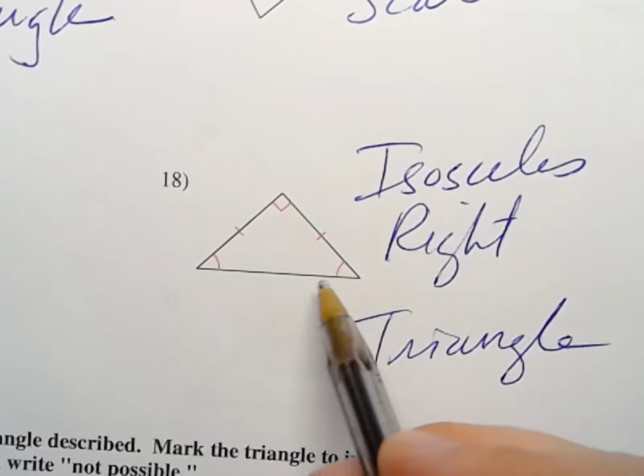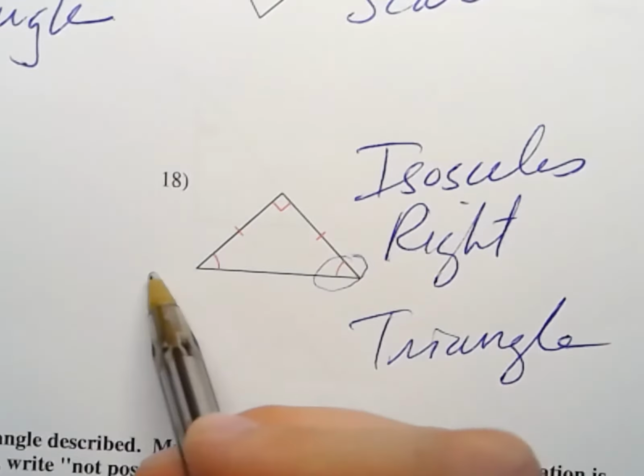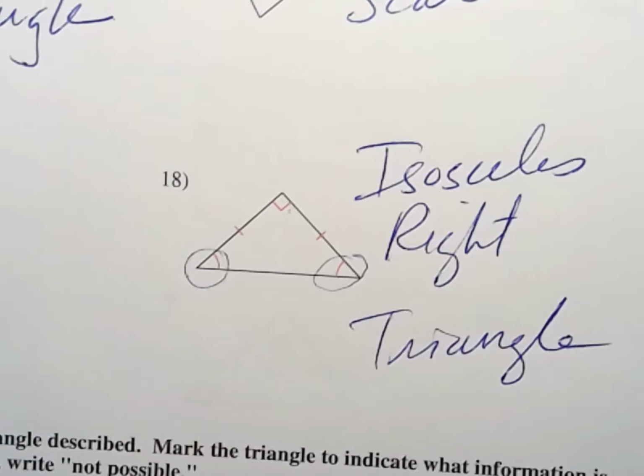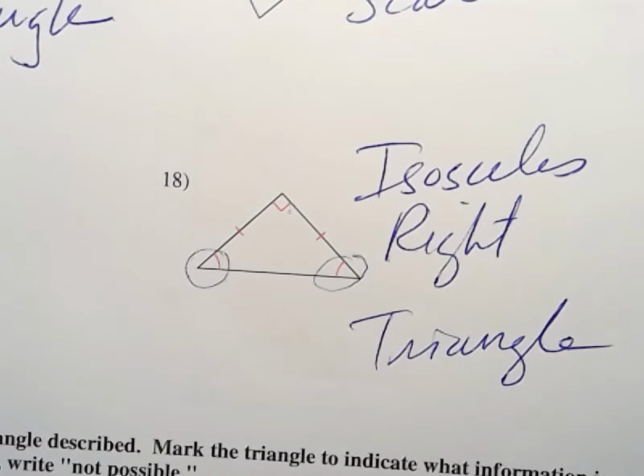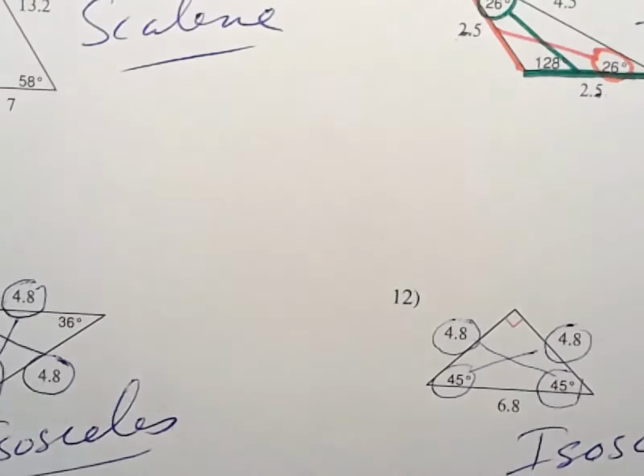See how I did that? It's isosceles because of these two, but it's right because of that one. So it's isosceles and right. Now, I want to go back and mention some other words here.